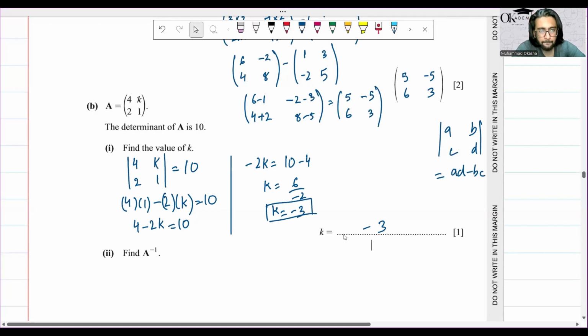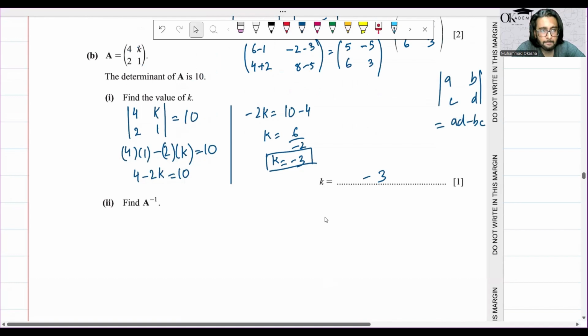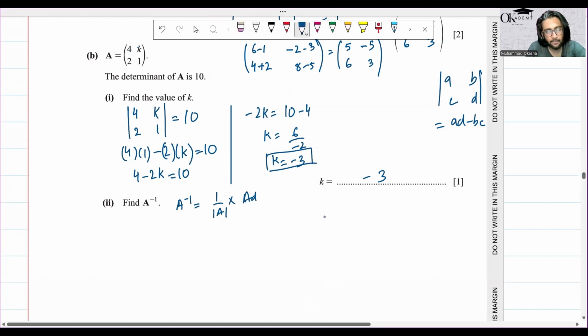This is your answer. I did it fast because you should be able to do this by yourself, and this is just algebra, nothing more than that. Find A inverse. So what's the formula for A inverse? We know that the formula for A inverse is equal to 1 over determinant of A multiplied by adjoint of A.